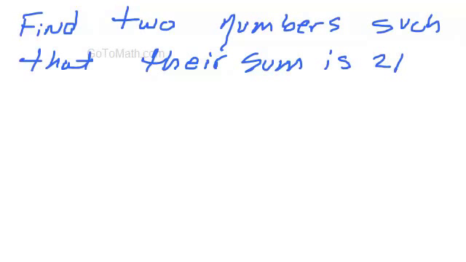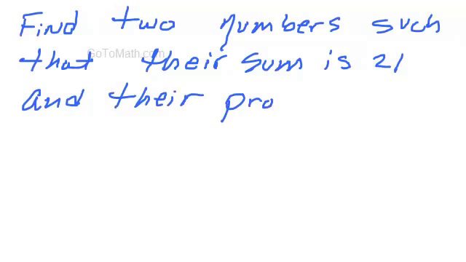21 and their product is 104. Now I think we did some problems in an earlier section like this. However, when we solved those quadratics, all we had to do was factor, if I remember right. Okay, so we want to find two numbers such that their sum is 21 and their product is 104.